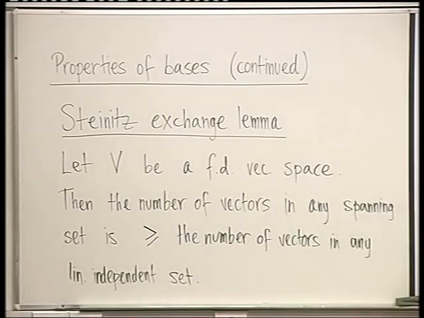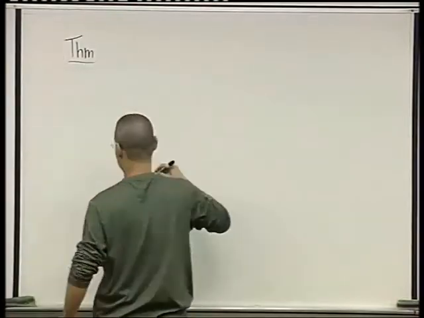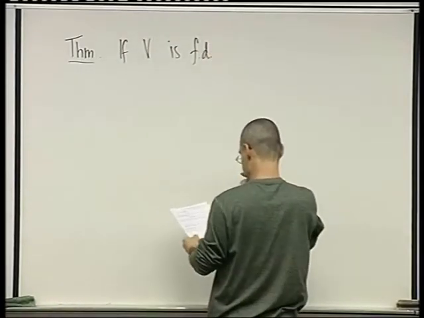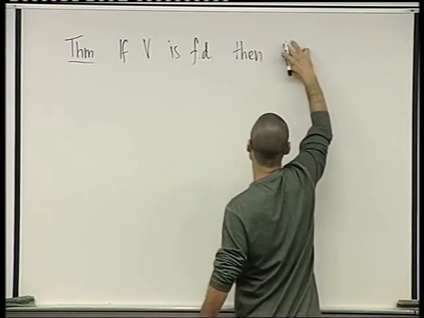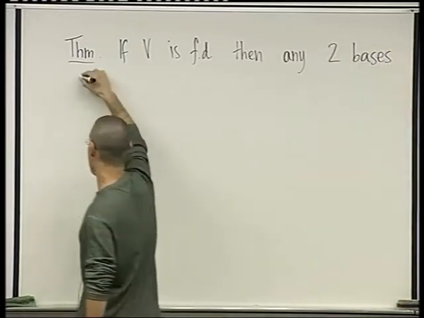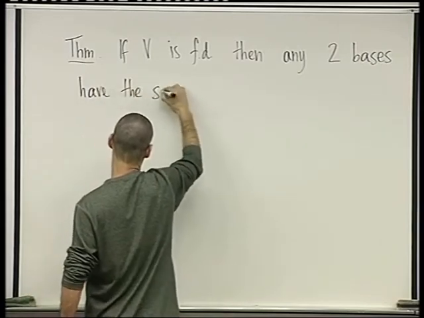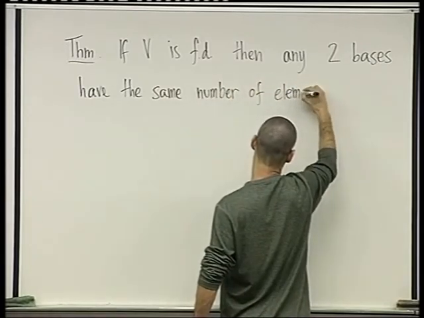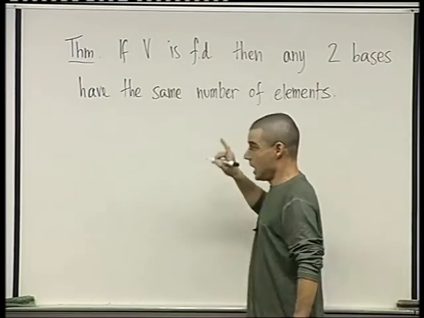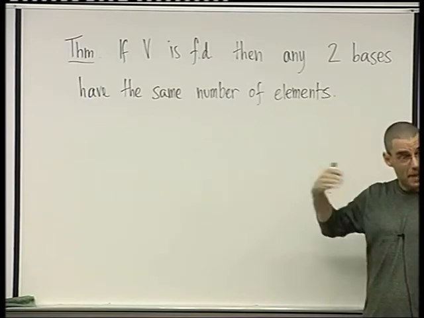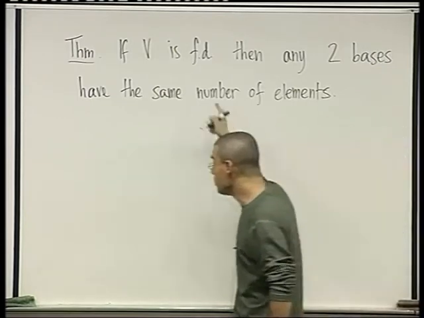So it follows from this lemma, the theorem is: if V is finite dimensional, then any two bases have the same number of elements. Which is important. That's what makes the definition of the dimension of a vector space well defined. So let's prove the theorem first.